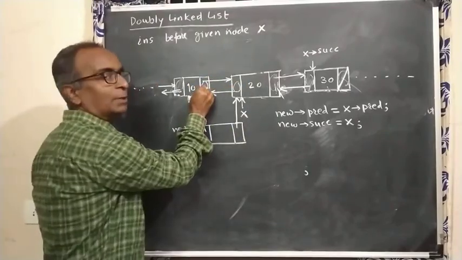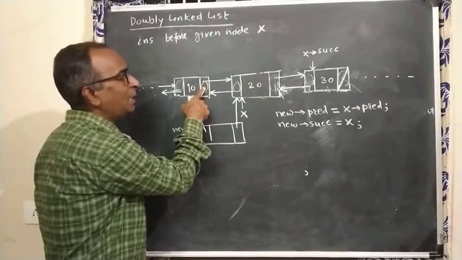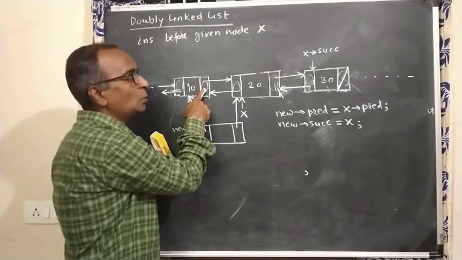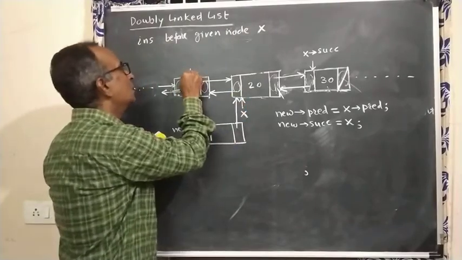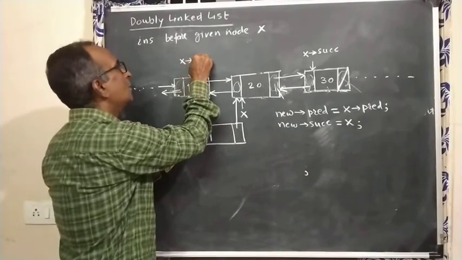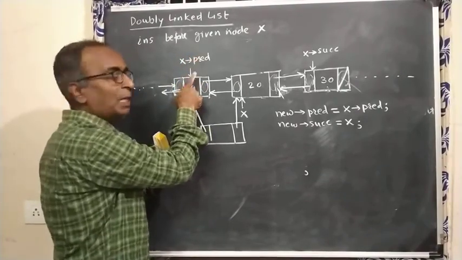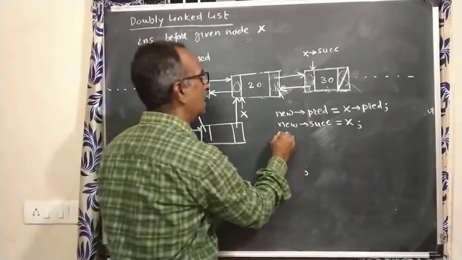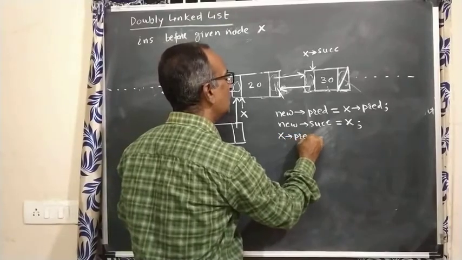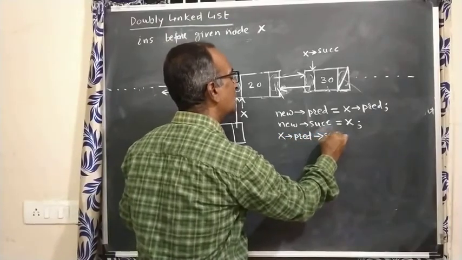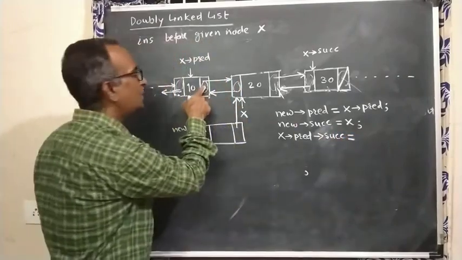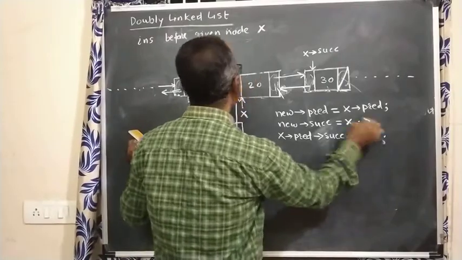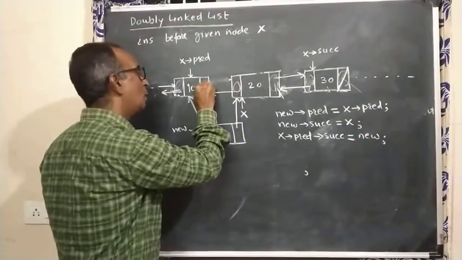We'll set this field first. How to access this field? For accessing this field, you should know this node's address. Where is this node's address? In X's predecessor. In X's predecessor, we have this node's address. Its successor field, this node's successor field we are accessing. So X's predecessor is the node's address and its successor field you are adjusting. This field should point to this node. So new is given. So this pointer won't be there. This will point now to here.